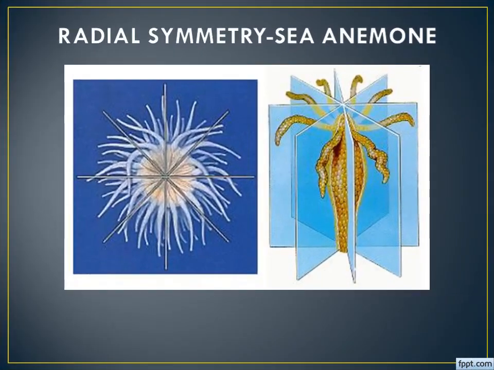So the next one is radial symmetry. Means in whatever direction we cut this animal, it will give two equal halves. Understand? Because since it is a cylindrical animal, only top and bottom are there. There is no right side and left side for this animal, right? It is cylindrical in shape. That's why in whatever direction or in whatever plane we cut this animal, it will give two equal halves. Understand? Example, sea anemone and hydra we could say. Fine.